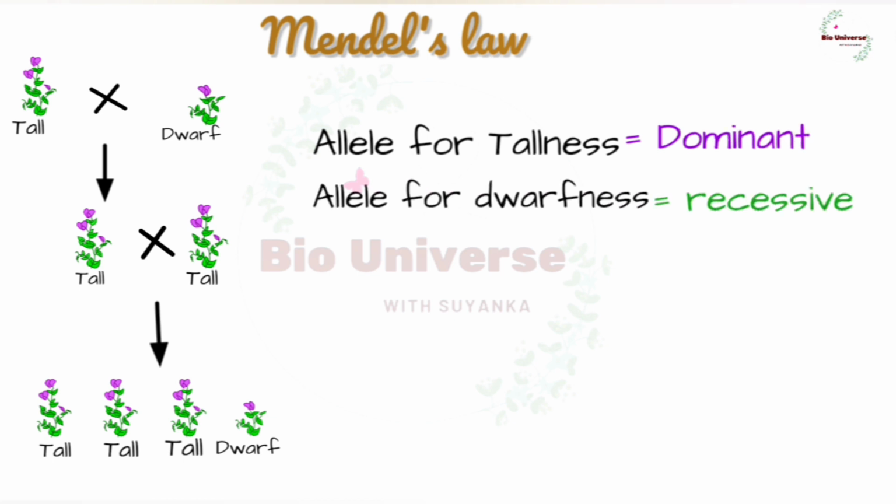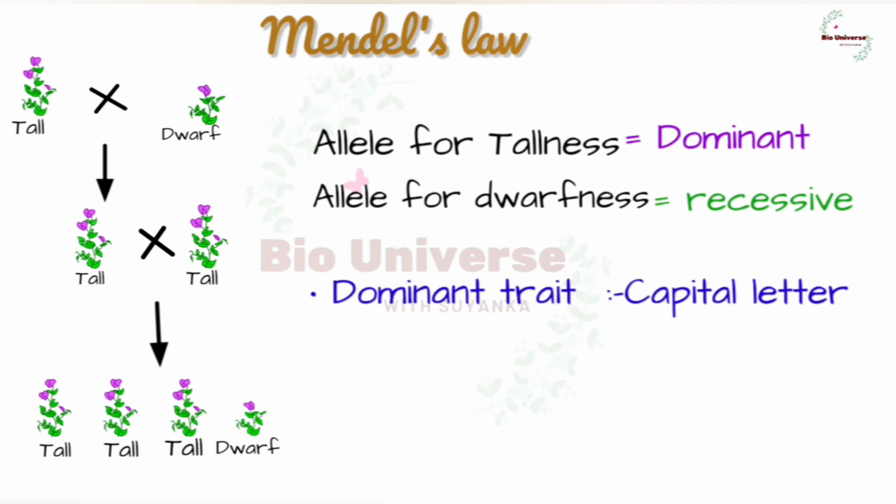The dominant trait is usually represented by a capital letter. For example, tallness is represented by T and dwarfness is represented by the corresponding small letter t. If tallness is due to a pair of dominant alleles, it is written as TT. If tallness is due to only one dominant allele, it would be written as capital T and small t. If both the alleles are recessive, making the organism dwarf, then it is written as both small t.